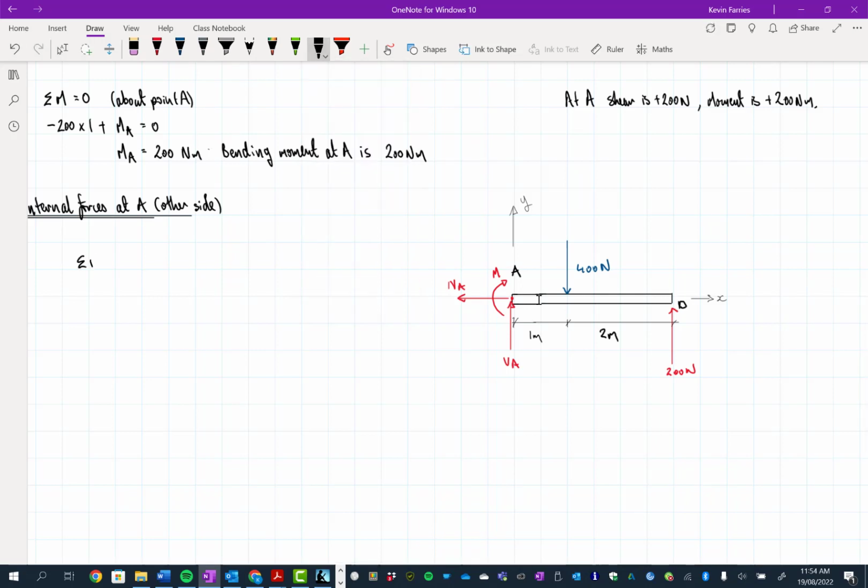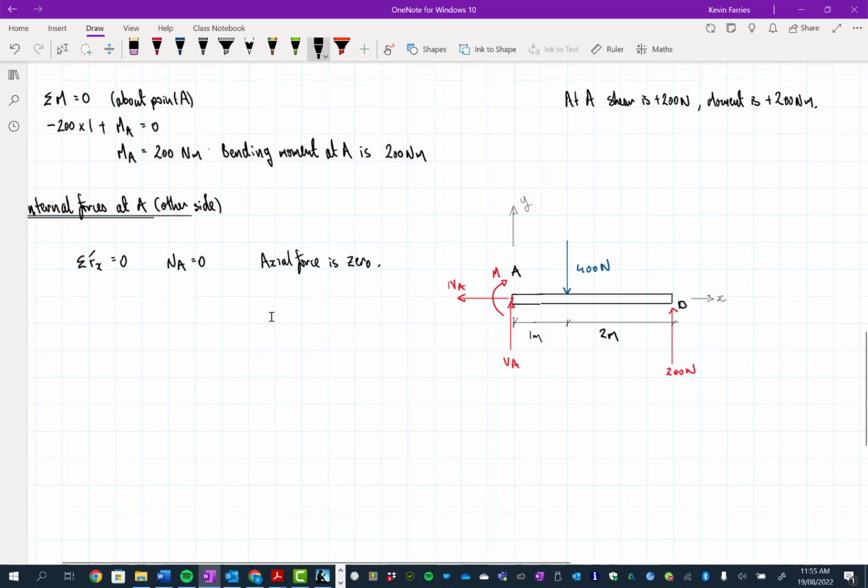The sum of the x components must be equal to 0. Again, it's trivial. NA equals 0. So there's no axial force. Axial force is 0, first internal force dealt with. So there's no axial force in this. It's not tension or compression, just bending and shear.